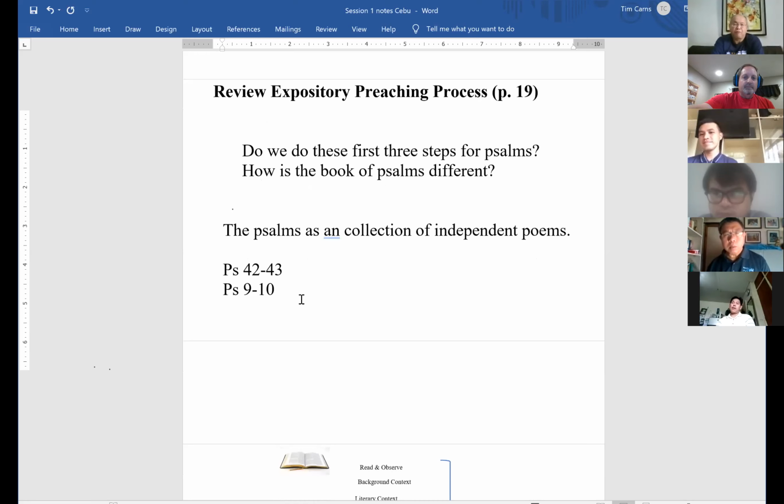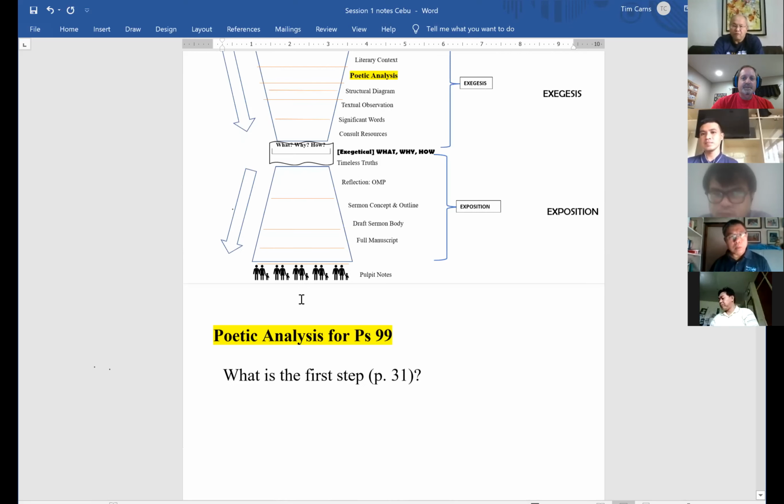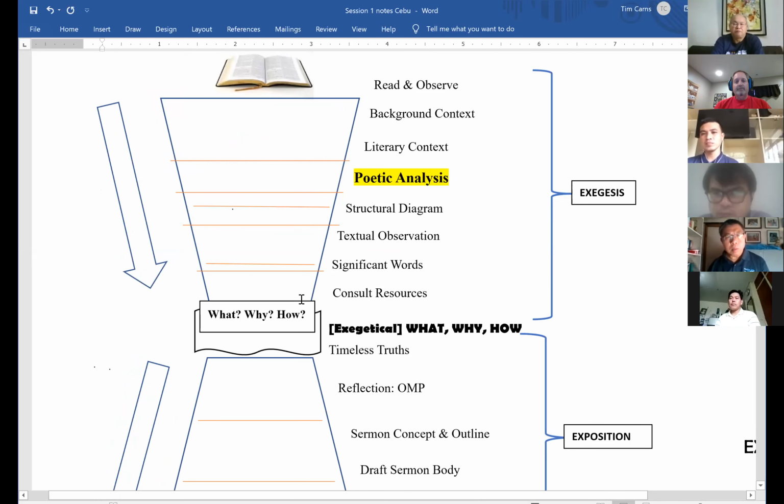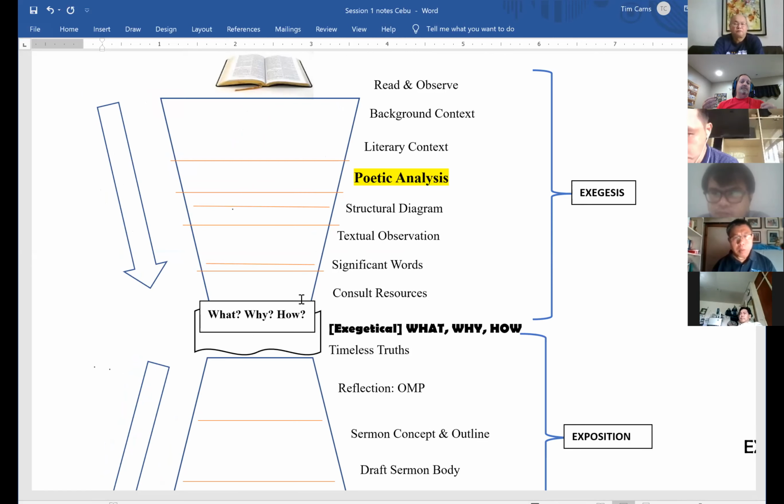So, as I mentioned, the first three steps we're not going to do for the book of Psalms. We're going to dive right into the fourth step in this particular case. But before we do that, let's say you were studying the book of Jonah. Jonah chapter 2 is a psalm. It is a poem. So in Jonah, you would be doing the first three steps, right? Because it's a book. And then if you're studying Jonah chapter 2, you would then do the fourth step, poetic analysis, because he's written a poem.